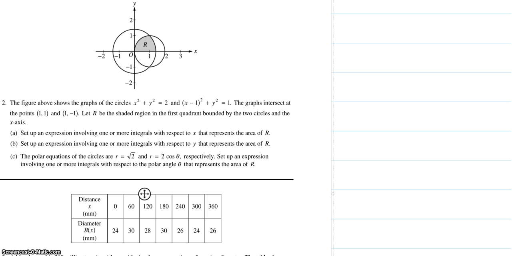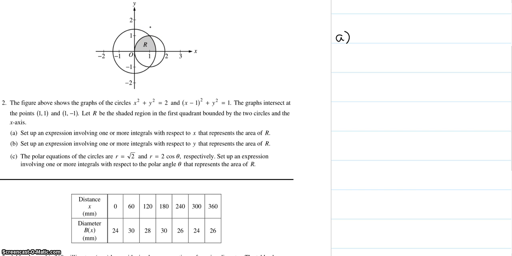It says the figure above shows the graph of the circle, and he gave the equations of the circles. And he told you an intersection, which is really nice, and then asks us to set up an expression involving one or more integrals with respect to x that represent the area of R. We know that the area of R is right over here where these two intersect.